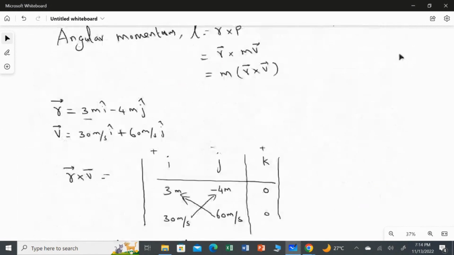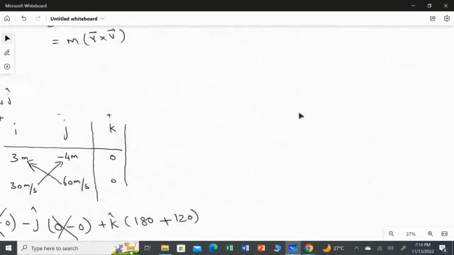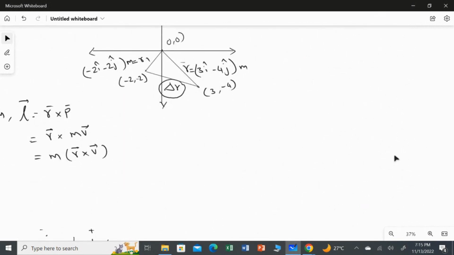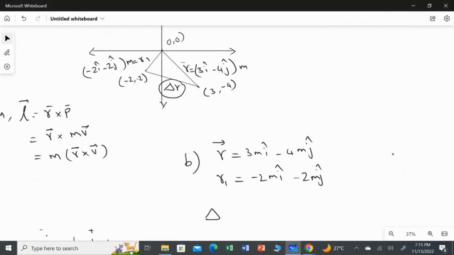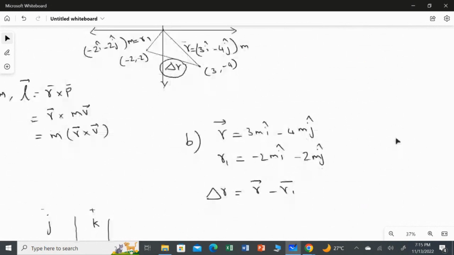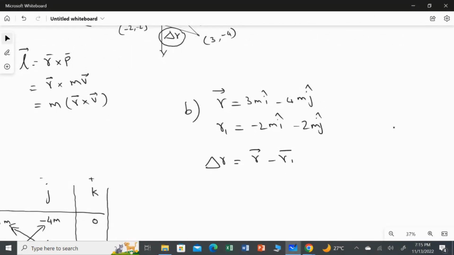So what is our delta r here? Here the delta r, if you just go to the second part of this, so better I will write here. The second part, r value here is 3 meter i cap minus 4 meter j cap. Clear? And what is our r1? Our r1 is -2 meter i cap minus 2 meter j cap, and your delta r is nothing but r minus r1. Clear? So for that, we have to subtract the first equation from the second one.